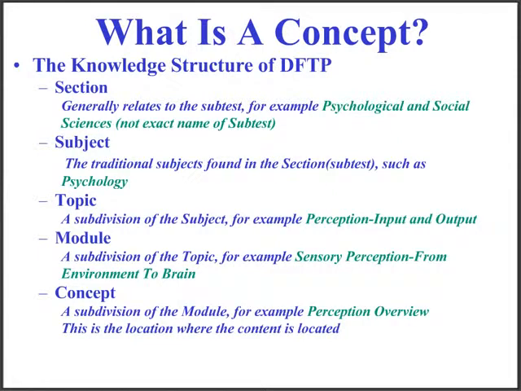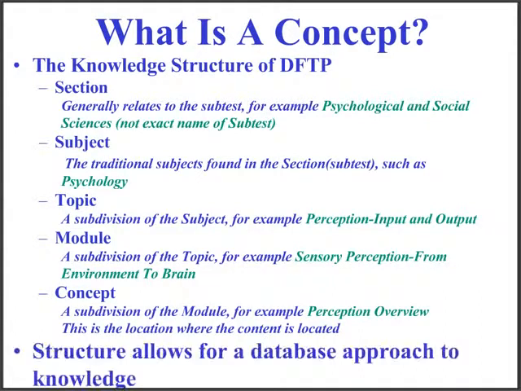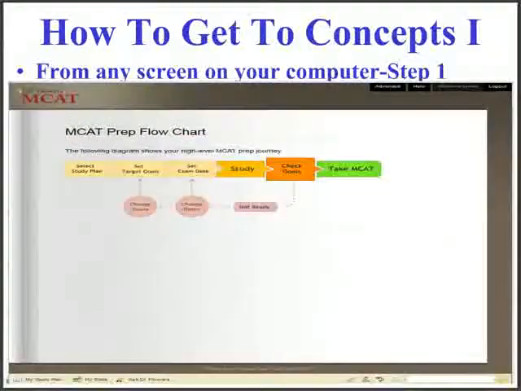The concept is like the atom in chemistry or the cell in physics. It's the lowest division of function. This is where you find the knowledge, where you find the information. This structure allows a database to be created which can house all knowledge. And it allows us to manipulate it and use it to assess you better in terms of your preparation for this test. So how do we get to these concepts?